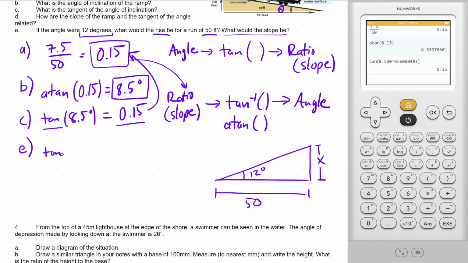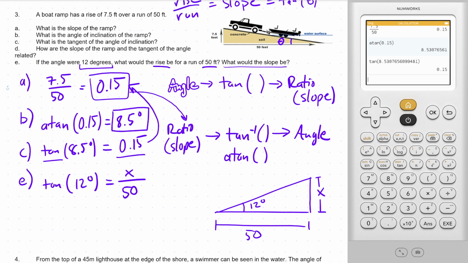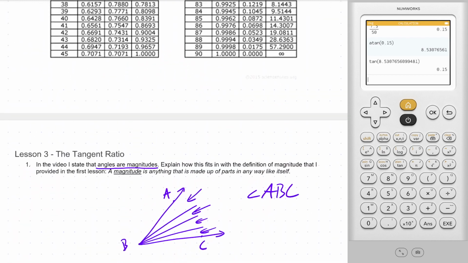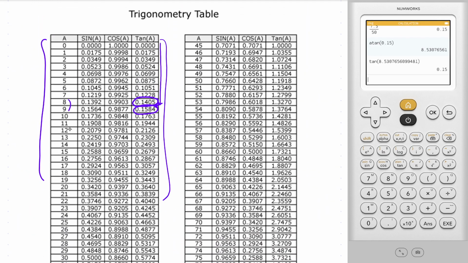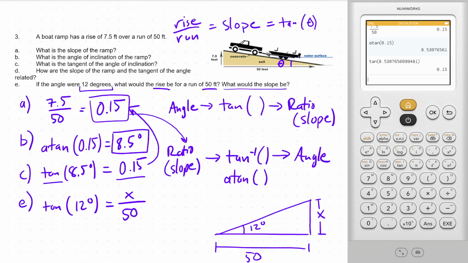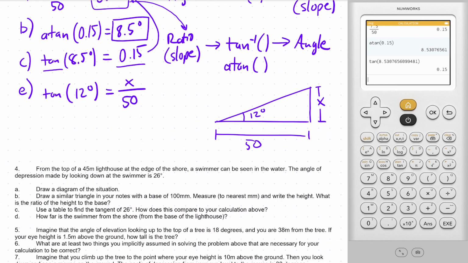So that means the tangent of 12 degrees is equal to the rise, which is x, divided by the run, which is 50. Now I have a couple options. I can plug this in the calculator. I can also look at the table. Let's find out what the tangent of 12 degrees is from the table. Here's 12 degrees, and I see the tangent, if I round to the nearest hundredth, is 0.21. So let's go up here and replace tangent of 12 degrees with 0.21.